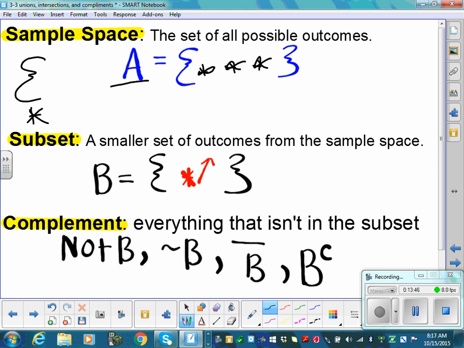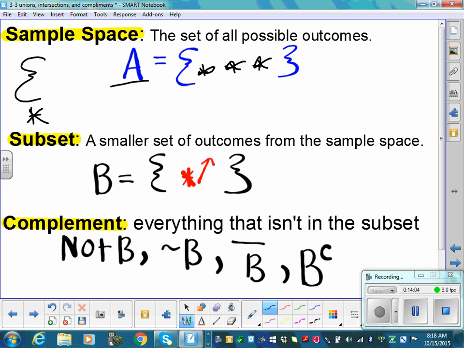The smaller piece was only the people that like chocolate. Does that make sense? Subset versus sample space. And then complement. You'll see this today. Complement means everything that isn't in the subset. So once again, everything that's not in this little piece. So everything left out of the subset would be the complement.